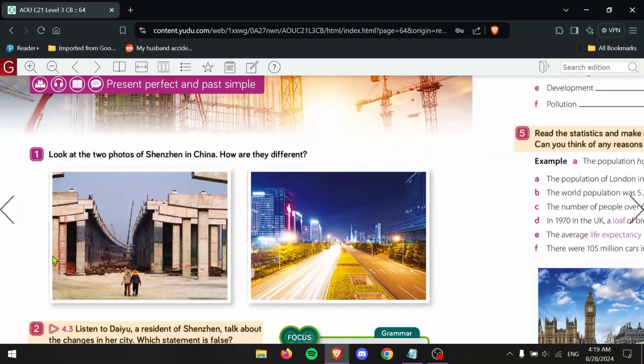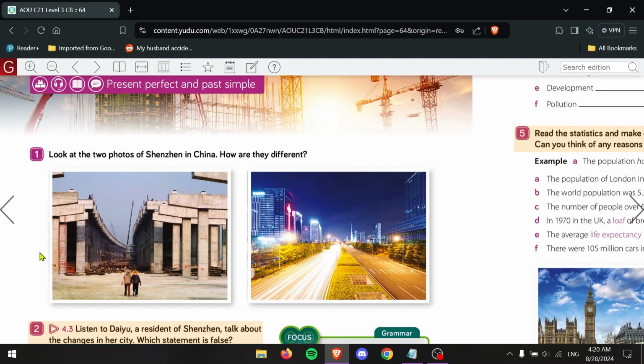Here it says, look at the two photos of Shenzhen in China. How are they different? I'd like you to pause the video for about 30 seconds, take a look at both photos, and think to yourself, what do you see? If you're in pairs, talk to the other person. What do you guys see? And then come back and we'll discuss them while continuing the video.